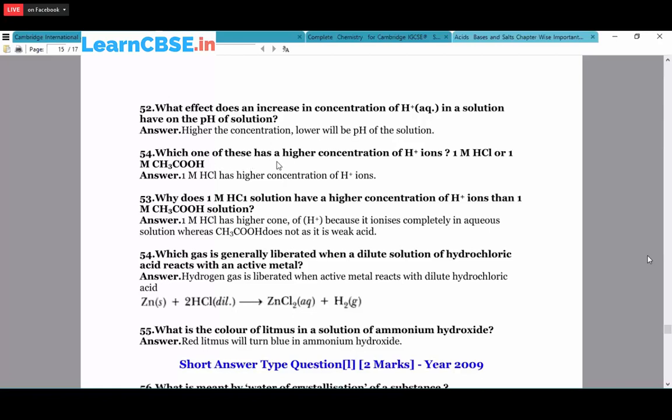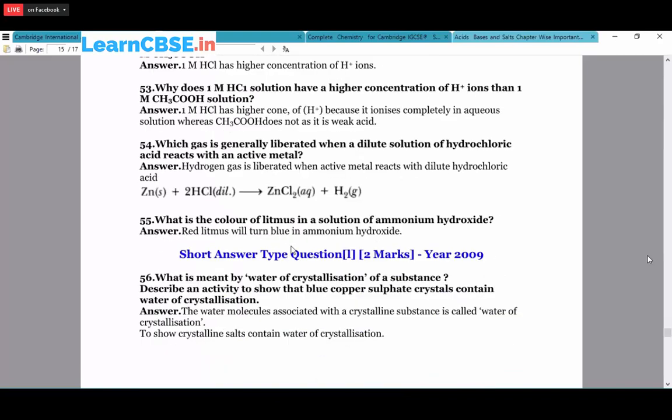Which one of these has the higher concentration of H plus ions, 1 molar HCl or 1 molar acetic acid? 1 molar HCl has a higher concentration because it is a strong acid. Why does 1 molar HCl solution have a higher concentration of H plus ions than 1 molar CH3COOH solution? Because it is a strong acid, it ionizes completely, whereas CH3COOH does not, because it is a weak acid.